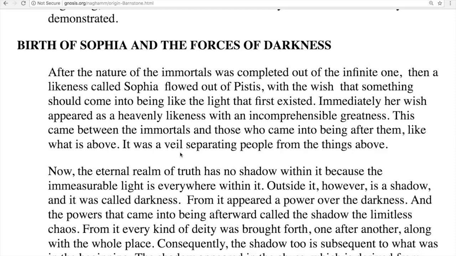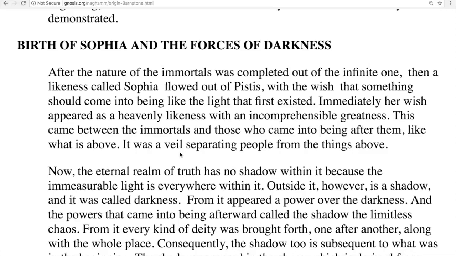This is where power comes into play. Power comes about when you have opposites. When you have the shadow is where the power resides, between the dark realm and the light realm. These are the polar opposites, when you have negative and positive. To the degree in which it's positive and negative, and they come together or are being forced together, is to the degree you're going to create enormous amounts of friction and power. And the powers that came into being afterward called the shadow the limitless chaos.